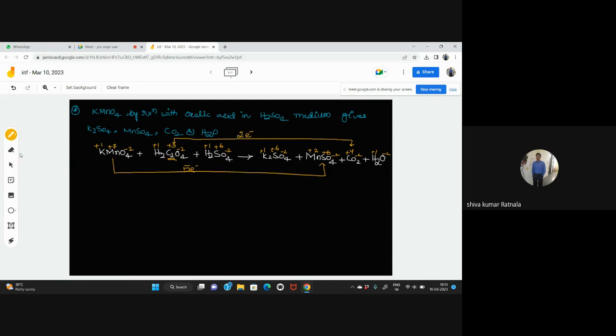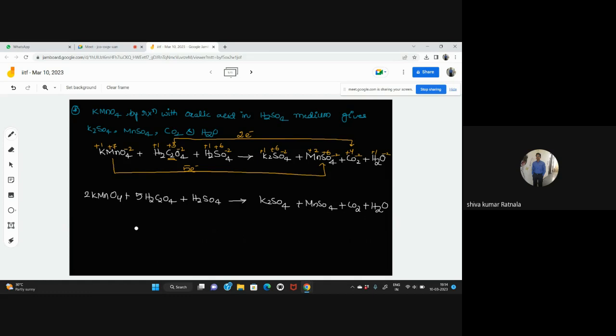Next, what we need to do? We need to interchange the electrons. That means what can we write? 2 KMnO4 plus 5 H2C2O4 plus H2SO4 gives plus K2SO4. Next, what we need to do after this?